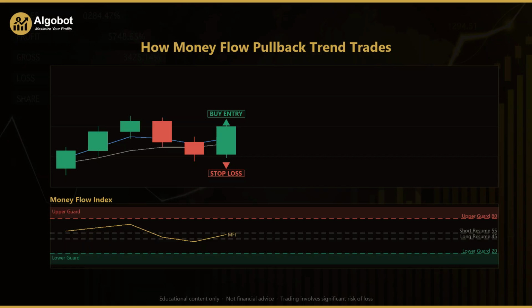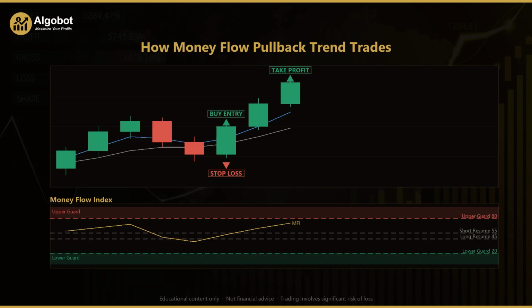Now comes the moment of confirmation. On the next candle, a strong bullish bar closes back above the fast average, and at the same time the Money Flow Index climbs back up through the 45 line, showing that buying volume is resuming. The trend agrees, the money flow agrees, and the price closes with the trend. That's where you see the buy entry marker appear on the chart.